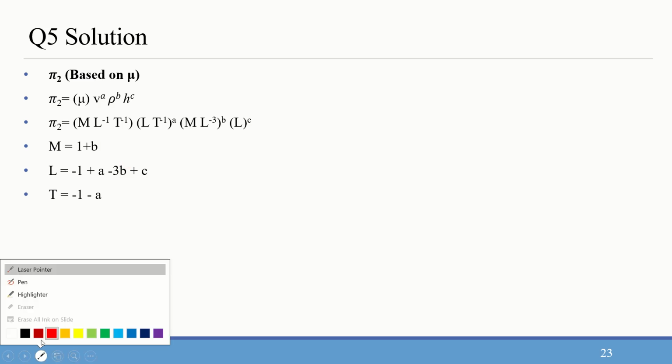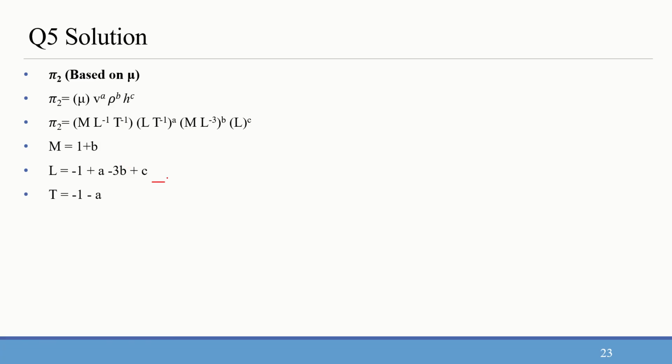So substituting it here, what will we get? Minus 1 minus 1 minus 3 of minus 1 plus c. So what happens? It becomes 3 and these two become minus 2. Minus 2 plus 3 plus c equal to 0. So it is 1 plus c is equal to 0. So c is equal to minus 1.